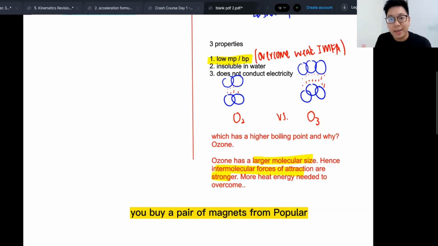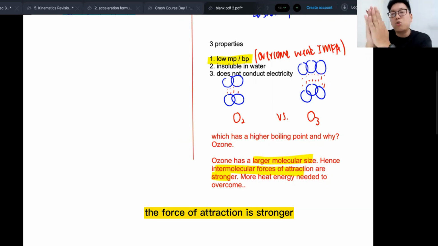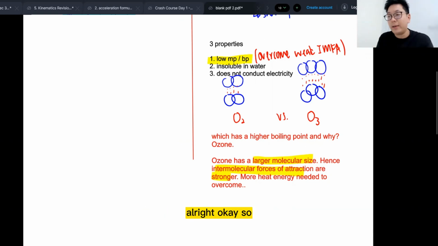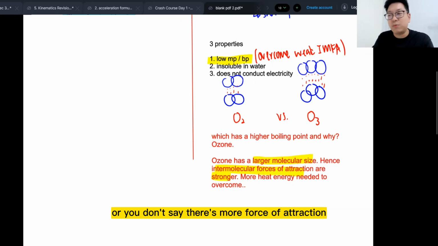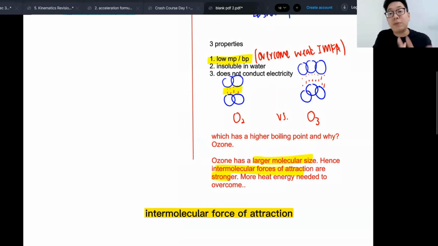You buy a pair of magnets from Popular. You either get a pair of stronger magnets or weaker magnets. Stronger magnets, the force of attraction is stronger. You don't say it's more. Or you don't say there's more force of attraction. No. Here you have weaker intermolecular force of attraction. Here you have stronger intermolecular force of attraction. I hope that answers your question.